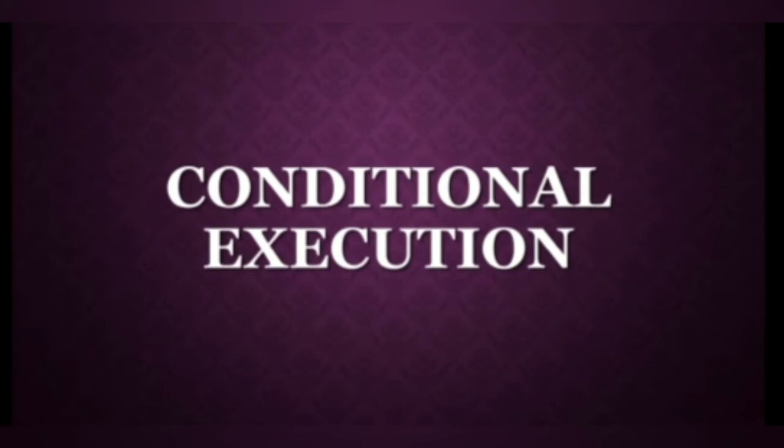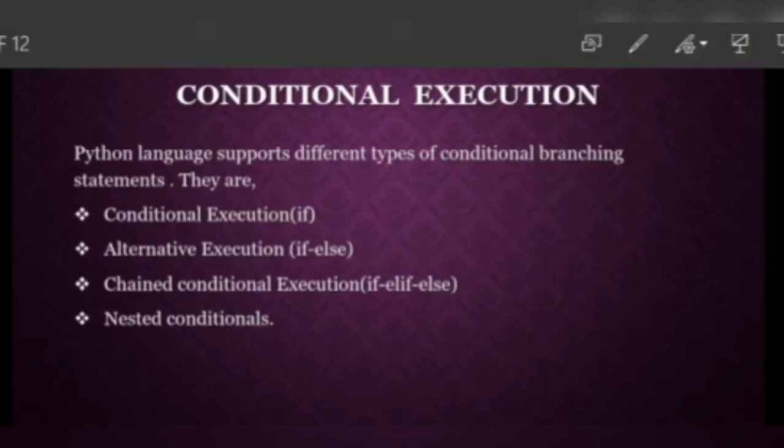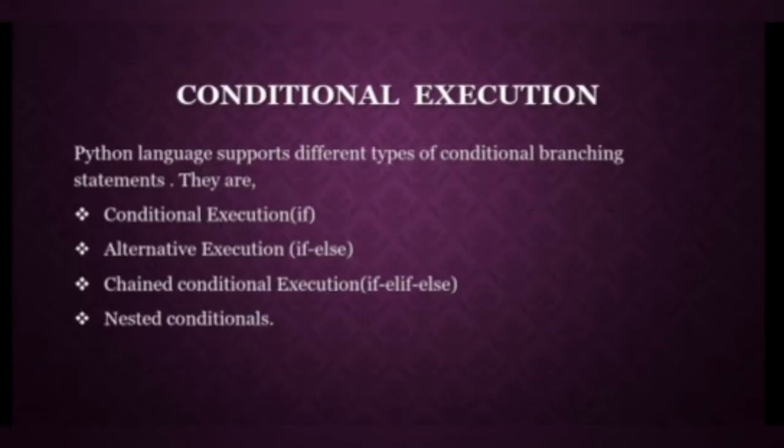Conditional execution allows executing statements selectively based on certain decisions. Such a decision control statement is known as a selection control statement or conditional branching statement. Python supports different types of conditional branching statements. They are conditional execution, alternative execution, chained conditional execution, and nested conditional execution.